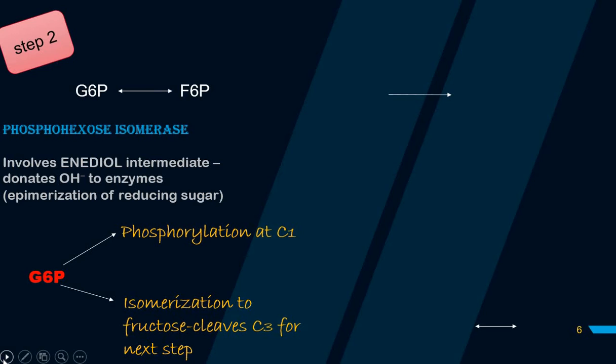அப்படினா enzyme ku OH minus ions substrate will donate. So this reaction takes place only in reducing sugars. Okay, make a note out of it. This reaction takes place only in reducing sugars.